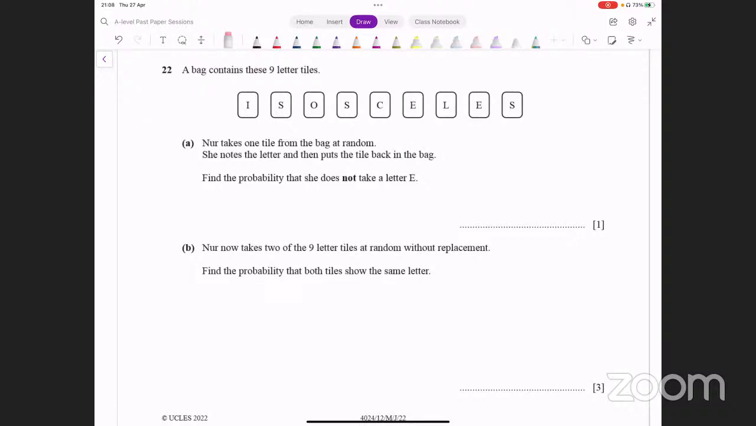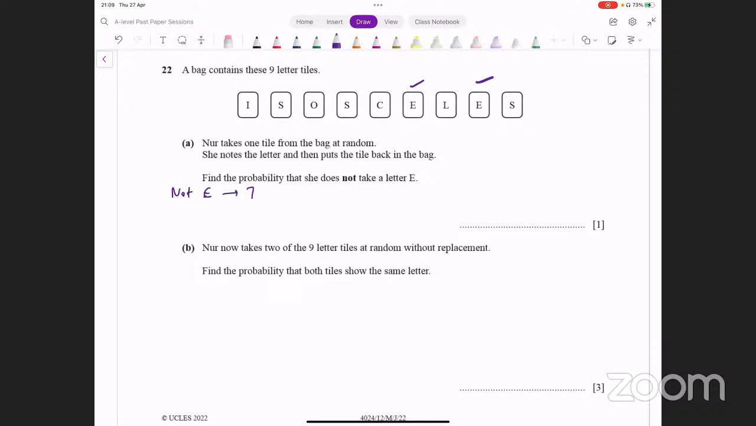It says find the probability that she does not take a letter E. Now she's taking just one tile from the bag. Okay, the total is 9. Out of 9, how many E's are there? 1, 2. You have 2 E's. How many will be not E?